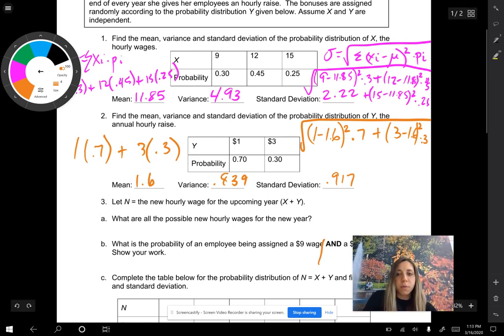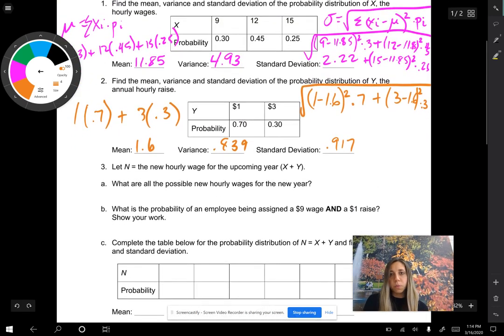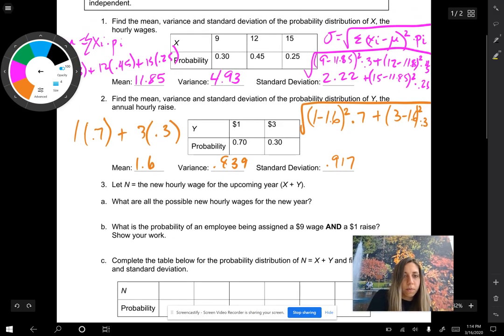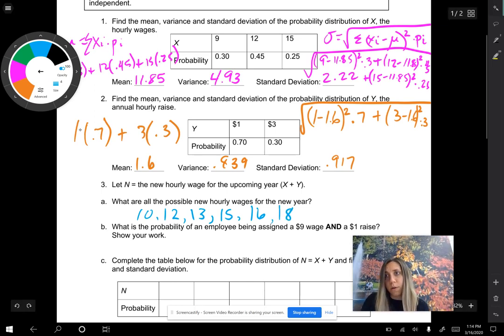So number 3 leads us into what we're going to talk about next, which is letting N be the hourly wage and combining both of those hourly wages and the hourly annual raise. So what are the new possible wages? Well, you can have a wage of $10 because 9 plus 1 is 10. You can have a wage of $12 because 9 plus 3 is 12. You can have a wage of $13 because 12 plus 1 is 13. You can have a wage of $15 because 12 plus 3 is 15. We can have a wage of $16, and we can have a wage of $18. Those are our possibilities moving forward.